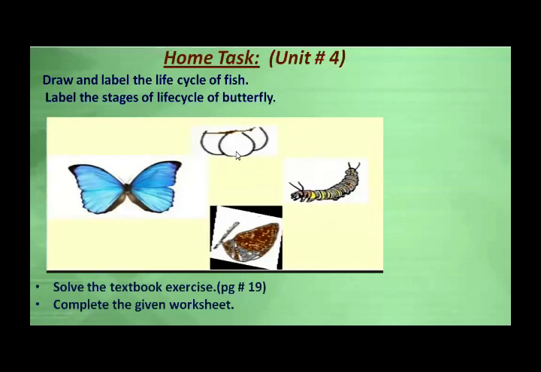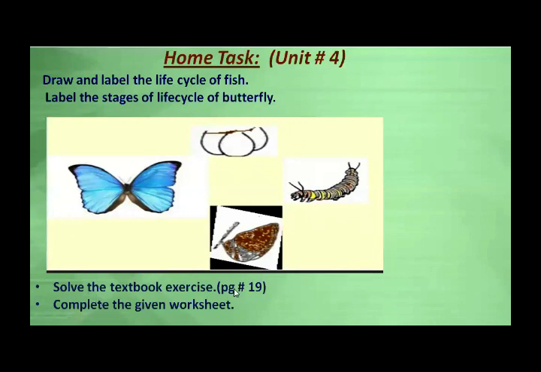Because this is the egg stage, you will label here. The labeling should be on the right side of the diagram. You will draw this in your copy and label this diagram. Egg stage. The second one is the caterpillar stage. Third is the pupa stage, the resting stage, and the adult butterfly is the final stage.